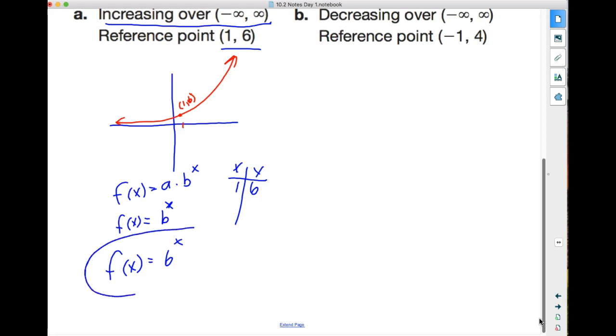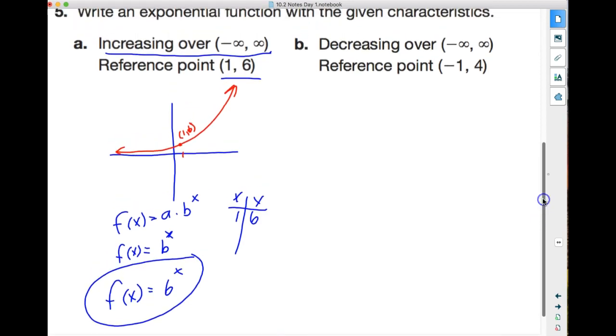This is an exponential growth function because b is greater than 1. And it also goes through my point 1 comma 6. That would be one example. There's going to be a lot more examples you could use on that, but I think that's the easiest one to think of. When I look at b, now this one's a little bit different. This one is decreasing. This one's decreasing over the entire domain, negative infinity to infinity. That just means this one's going down. That means decreasing means b has to be greater than 1. Whoa.